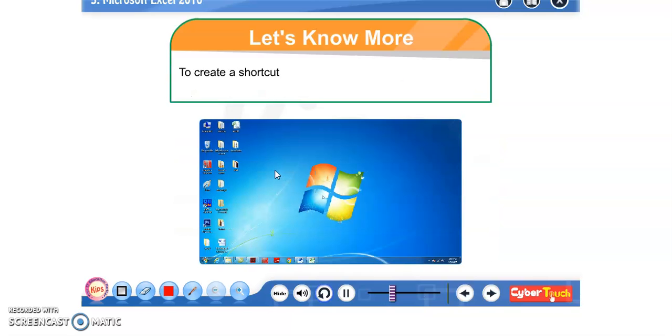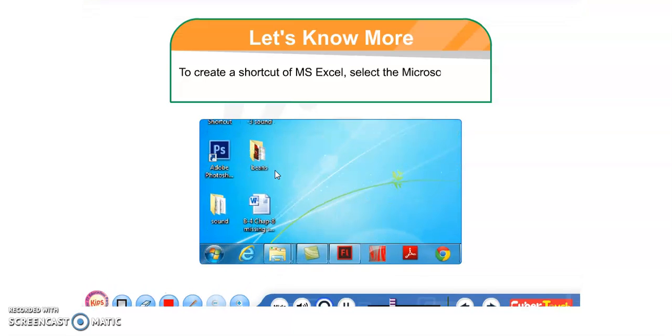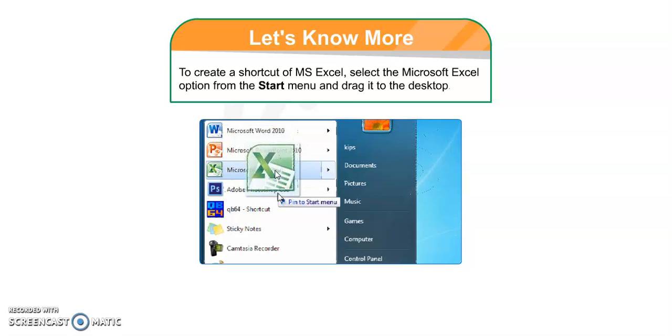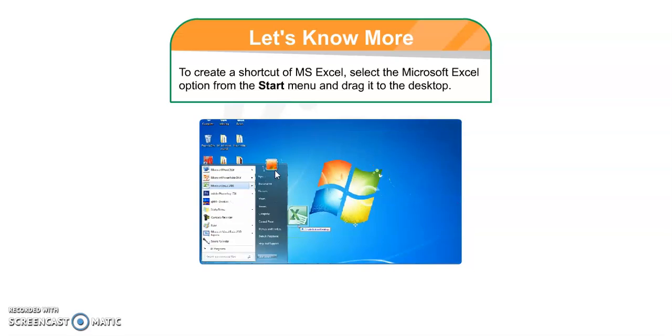Now there is another lesson: how to create a shortcut of MS Excel. Select the Excel option from the Start menu and drag it to the desktop. So with this we can easily create a shortcut of Excel on the desktop.